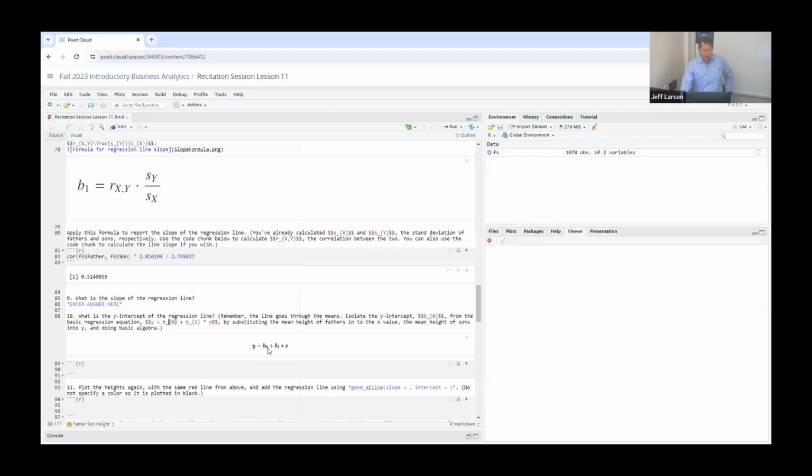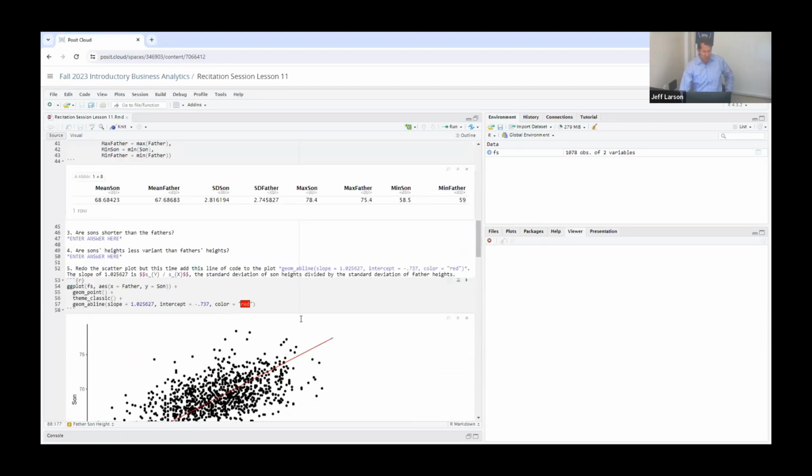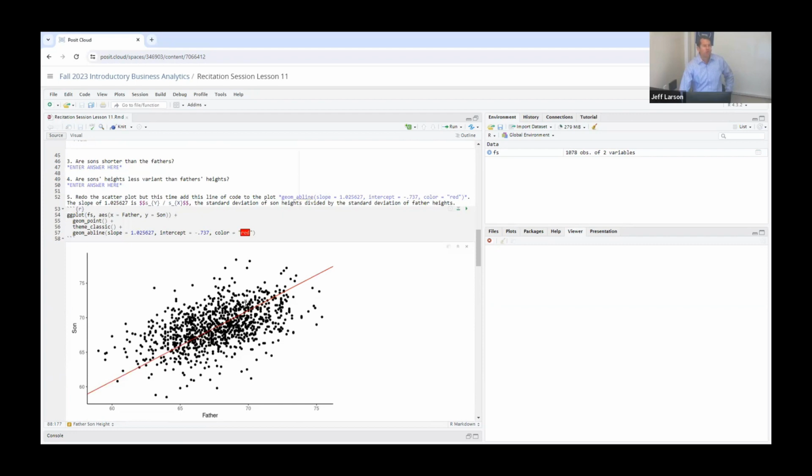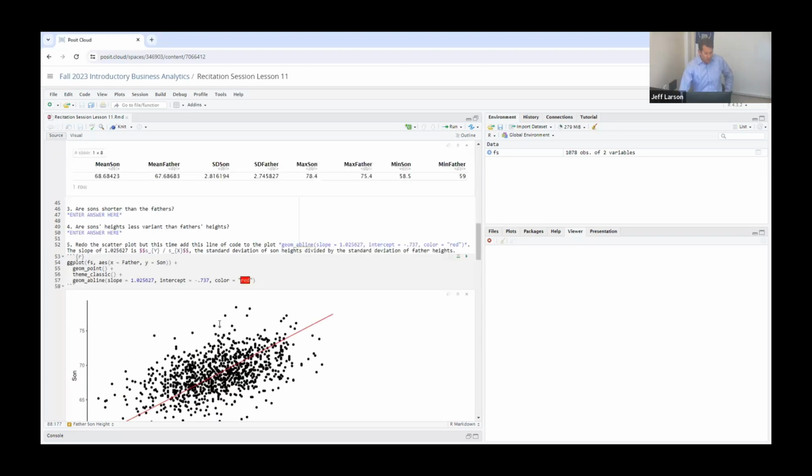B naught is the one thing we need to know, right? We have two unknowns, and now one of them is known. We know the slope. If we want to get B naught, what do we need? We need y and x. Okay, what do we know about regression lines? The one thing you should know is that a single regression line will always go through the mean of x and y. So this regression line is always going to go through the mean. Okay, so we know an x and y point.